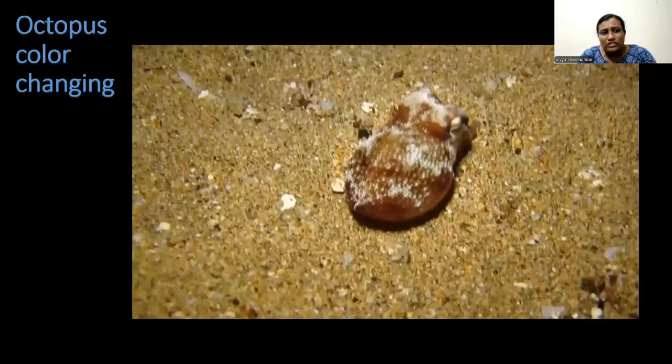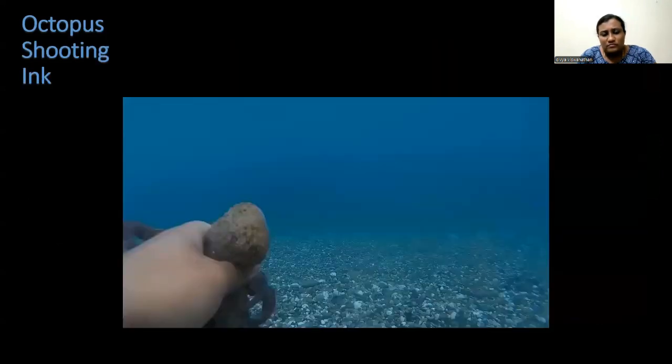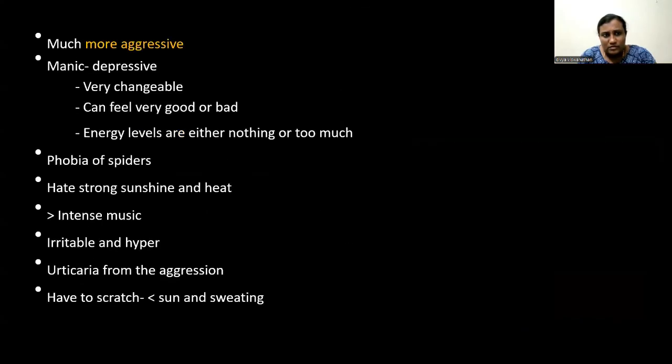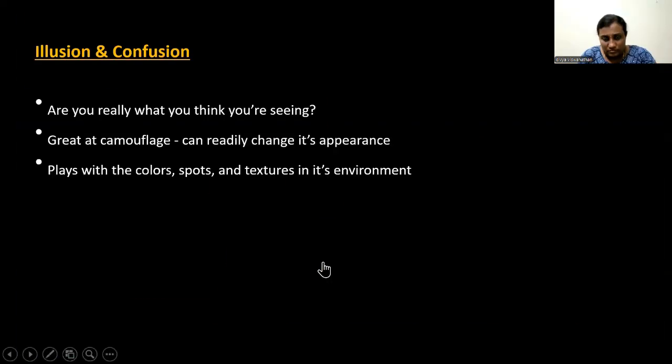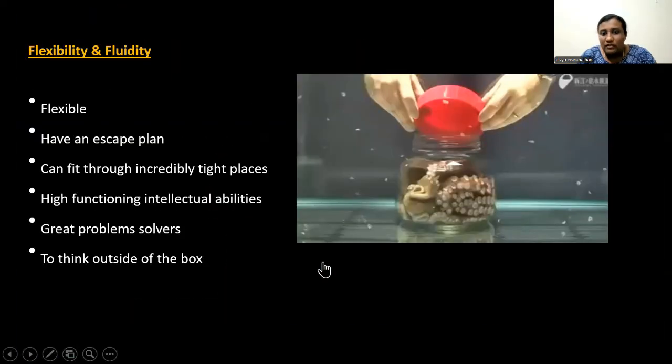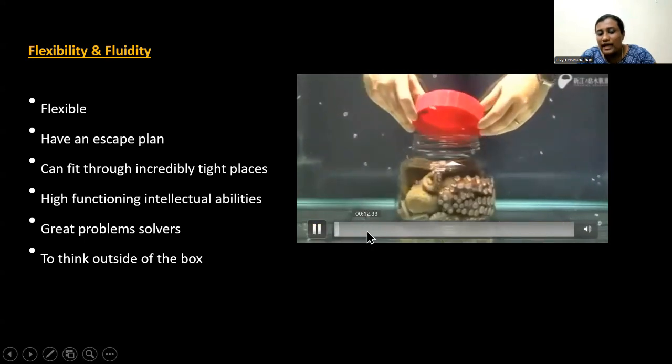There are many interesting features about this octopus. They are also solitary. They are called the master of disguise. See, when this cap is closed, it has high intellectual abilities. Octopus personalities are great problem solvers. They think out of the box. See, now when this cap is closed inside the bottle, the octopus is there. It actually opens the cap and comes out.